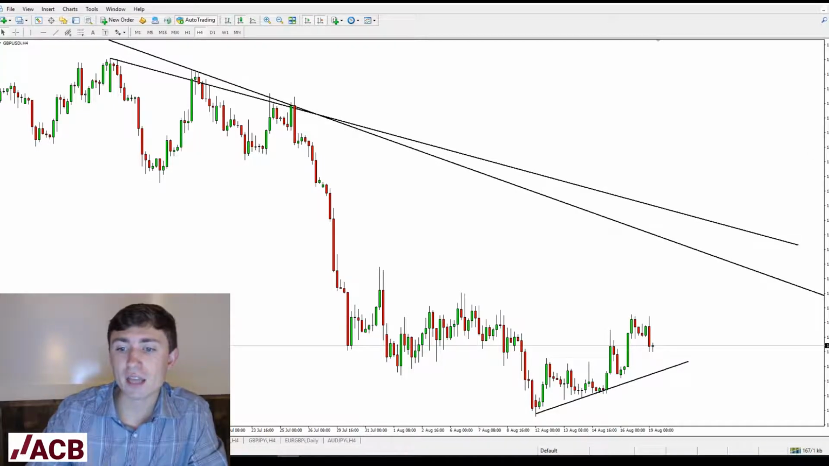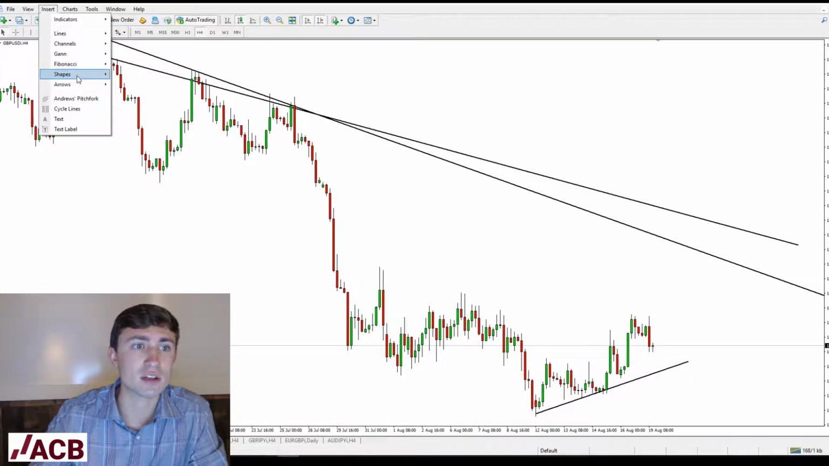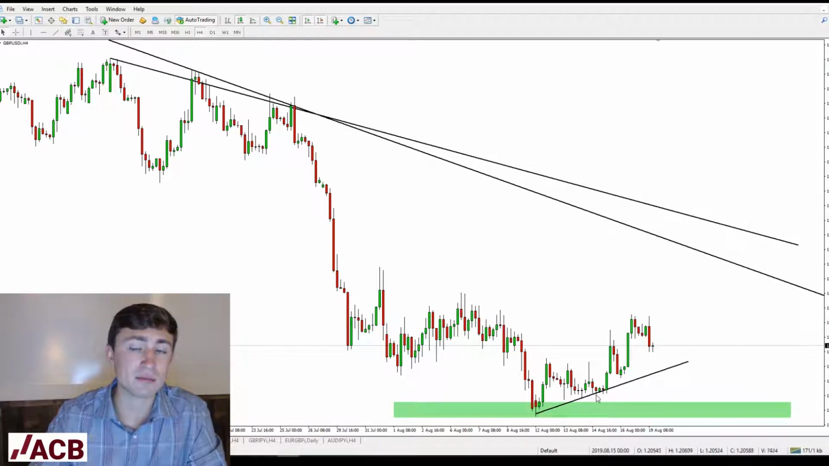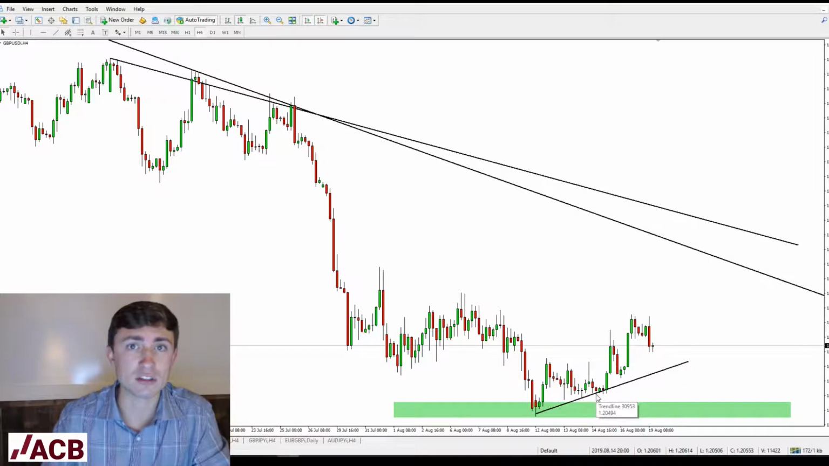If buyers are not able to hold this level and we do find ourselves failing to hold structure, we may be headed back down to test this recent low as a potential level of support for buyers to gain strength once more.